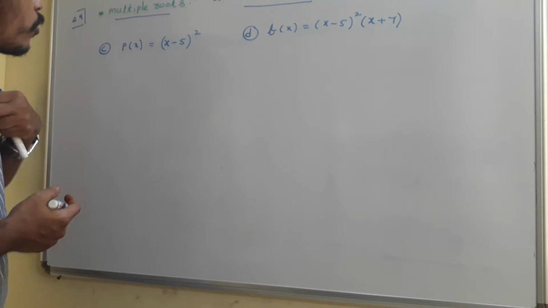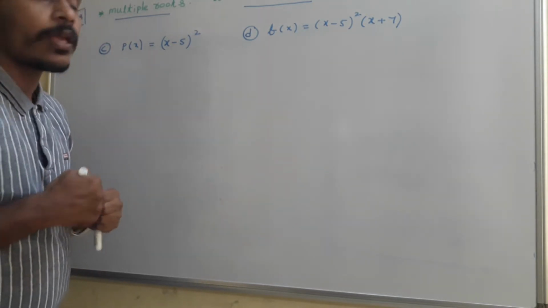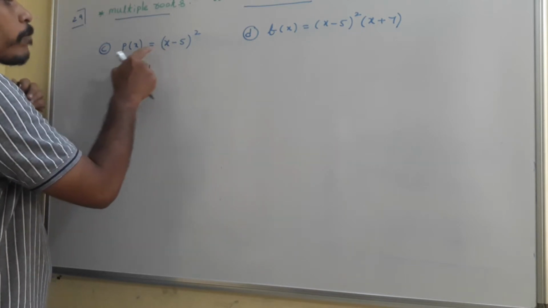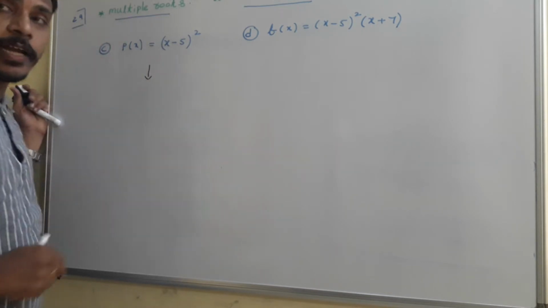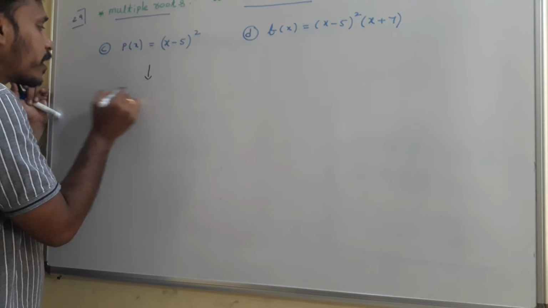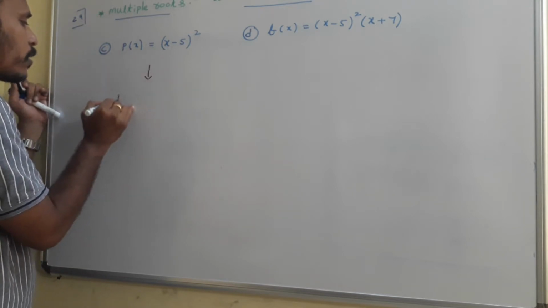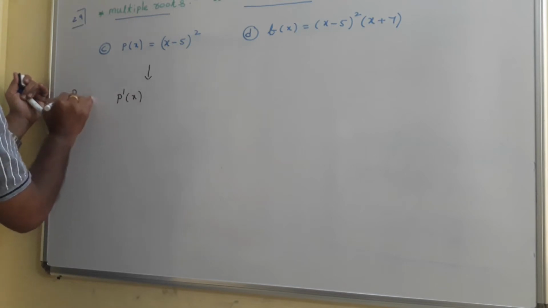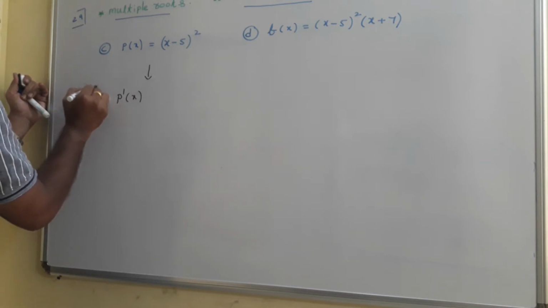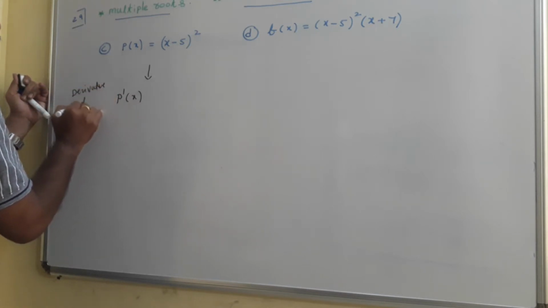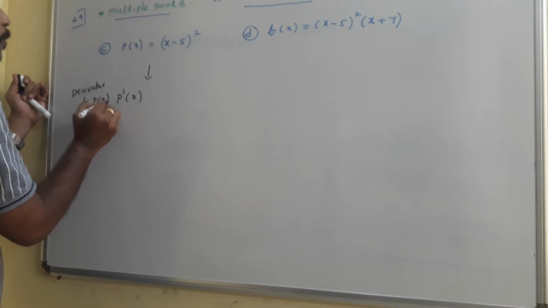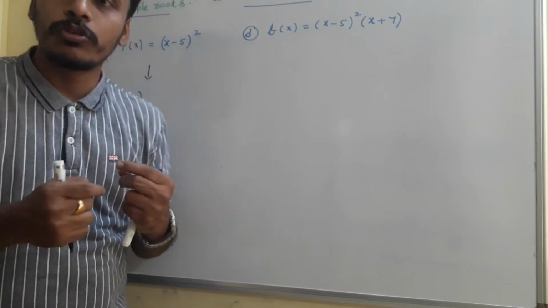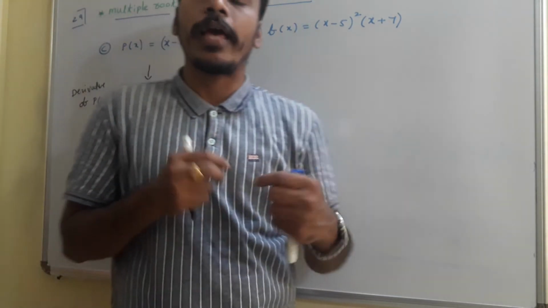Just observe the derivatives of p of x. P of x is x minus 5 whole square. In the sense that if you take 5 here, p of 5 will satisfy. Now I am going to write its derivative, which we will represent by p dash of x. P dash of x is simply the derivative of p of x. While identifying multiple roots or solving problems related to multiple roots, this concept of derivatives helps you much better.